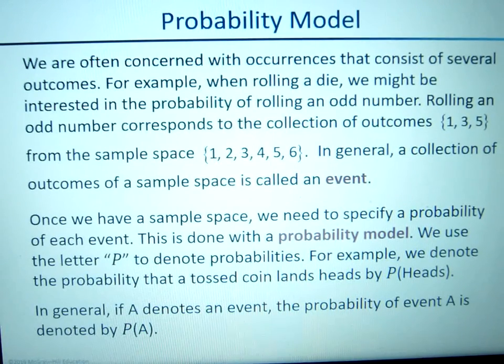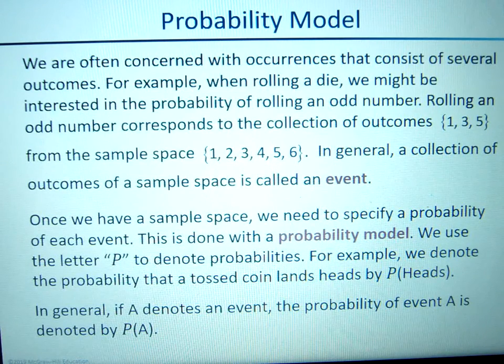Once we have the sample space, we need to assign a probability to each event. This is done using a probability model. We use the uppercase P to denote probabilities. For example, if we denote the probability that a tossed coin lands on heads, we would put P and then parentheses, heads, the probability of heads. In general, if A denotes an event, the probability of event A is denoted by P of A.